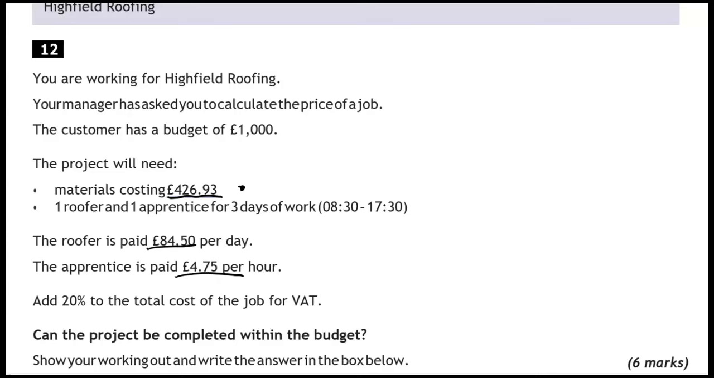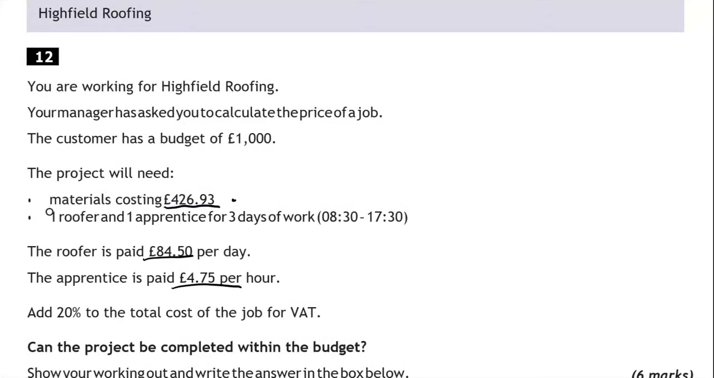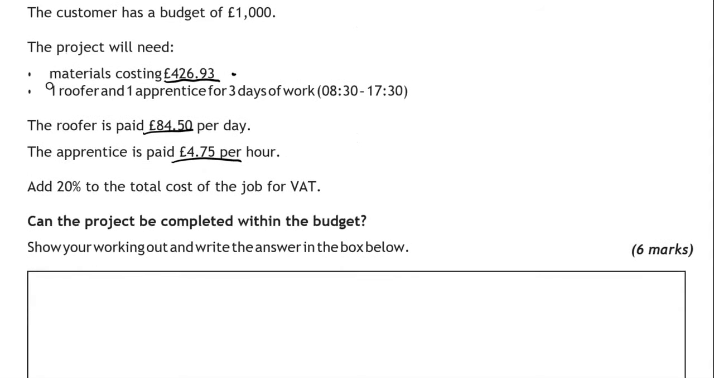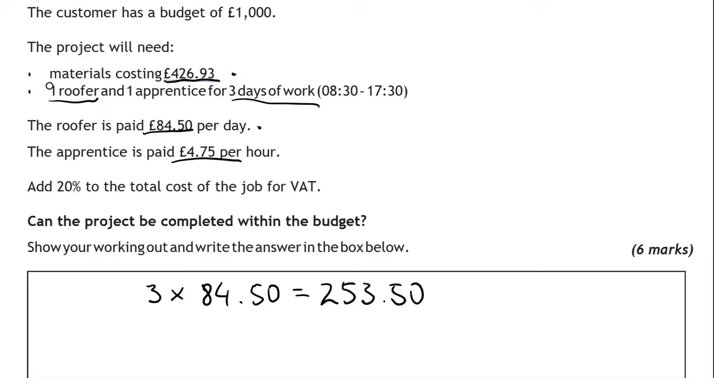We've got the cost of the materials. We've got to add to that the cost of employing one roofer and then one apprentice. So for the roofer, 3 days of work, £84.50 per day. So 3 times 84.50 is £253.50. Now for the apprentice, they're paid per hour.